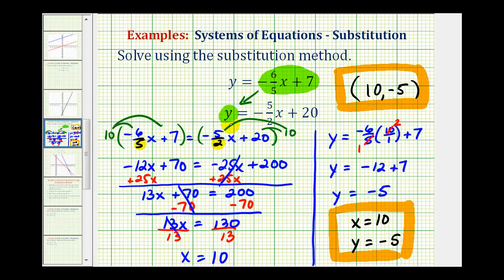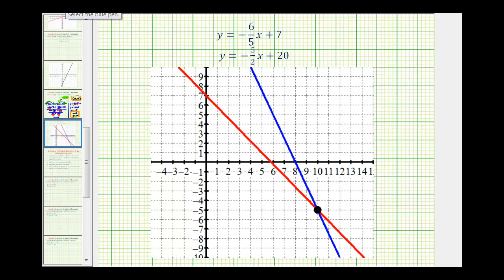The last thing I want to mention, notice how both of these equations are solved for y, and these equations are actually in slope-intercept form. So we can always check our solutions by graphing if we want to, and I did take the time to graph these, so let's take a look. If we graph these two linear equations, here's the graph of our two lines. Notice how the point of intersection is here in black, and again notice how the x-coordinate is positive 10, and the y-coordinate is negative 5. So this graphically verifies our solution is correct.